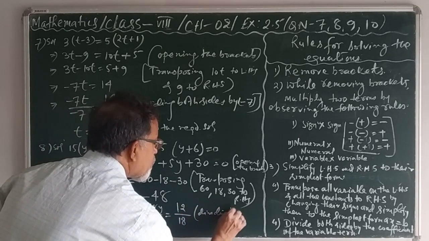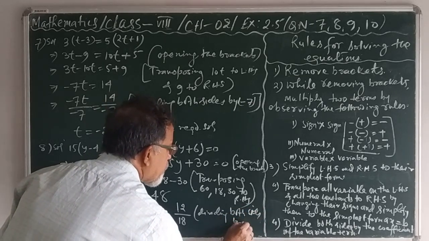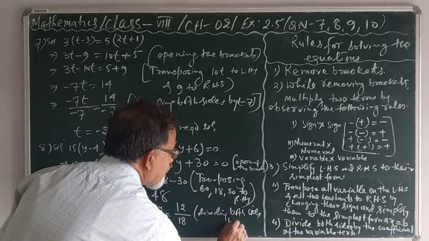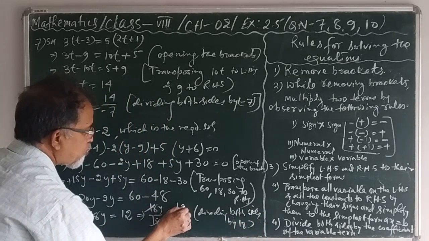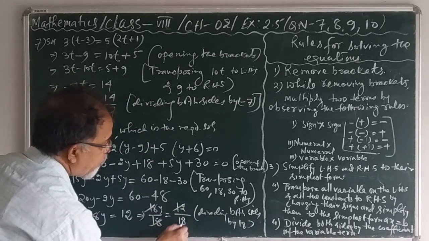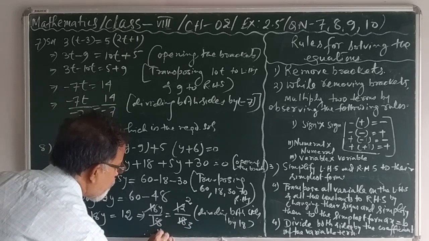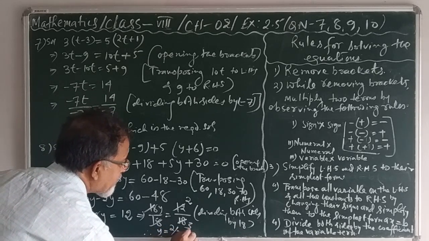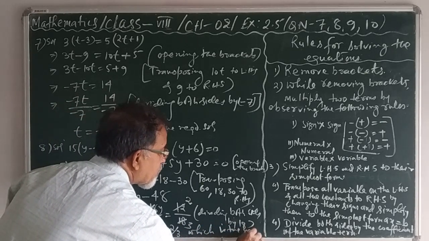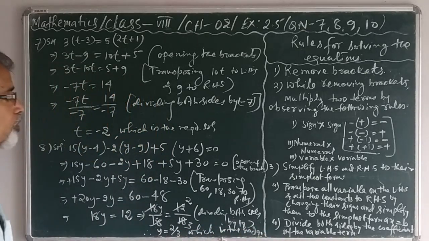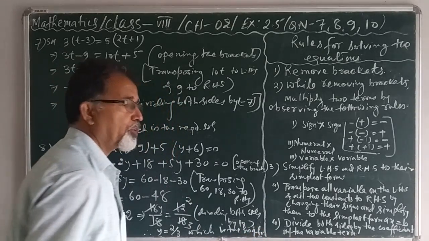Dividing both sides by 18, 18 and 18 cancel, and we can reduce to the lowest form here. 6 times 2 is 12 and 6 times 3 is 18. Therefore y is equal to 2 by 3, which is the required solution.